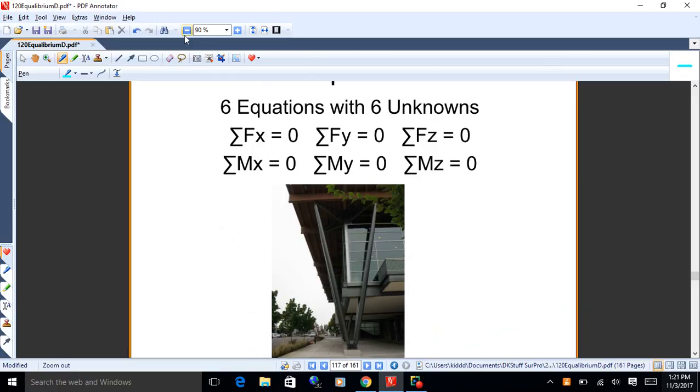Well, let's have a look at some 3D then. That's always fun. So if you're doing 3D now, you've got 6 equations, 6 equations with 6 unknowns. You've got 3 force equations and 3 moment equations. So let's see how we can handle that.